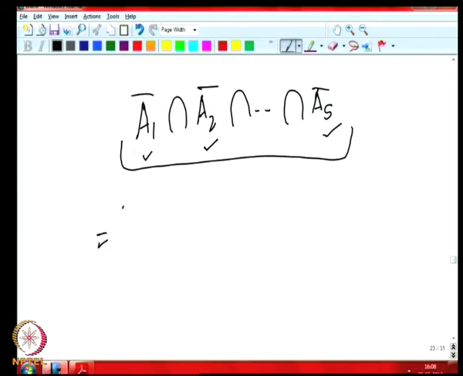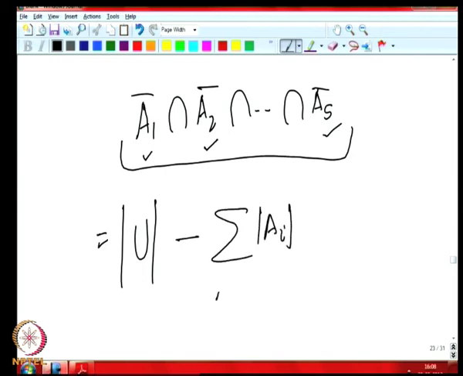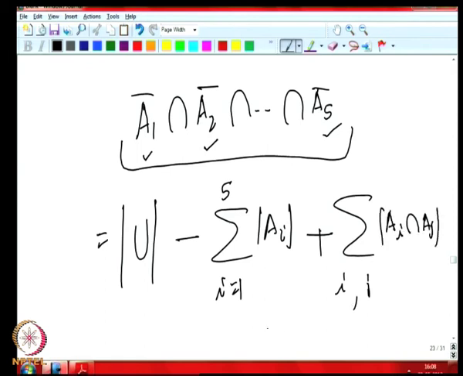And this we know, this is the cardinality of U minus the sum of the cardinalities of AI, for I equal to 1 to 5, plus the sum over every pair ij, where we had to find AI intersection AJ, and so on and so forth, right.